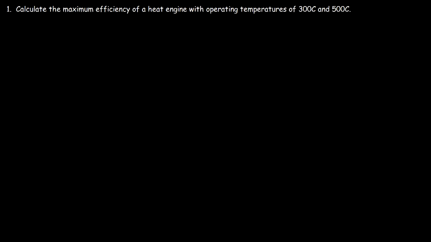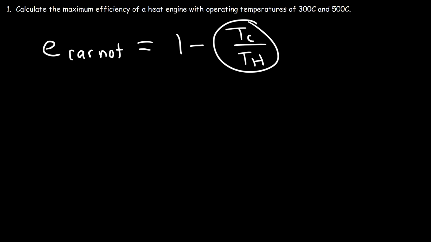Calculate the maximum efficiency of a heat engine with operating temperatures of 300 Celsius and 500 Celsius. The maximum efficiency that a heat engine can have is also known as the Carnot efficiency. To calculate it, we can use this equation. The efficiency of a Carnot engine, or an idealized heat engine, the best that a heat engine can be, is 1 minus Tc divided by Th, where these represent temperature values in Kelvin.